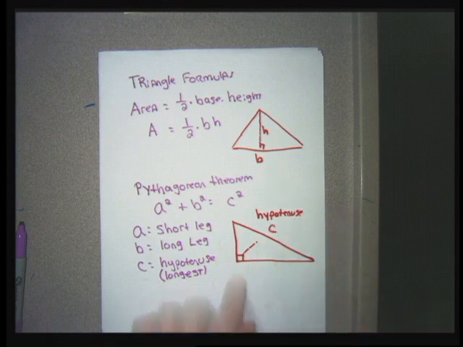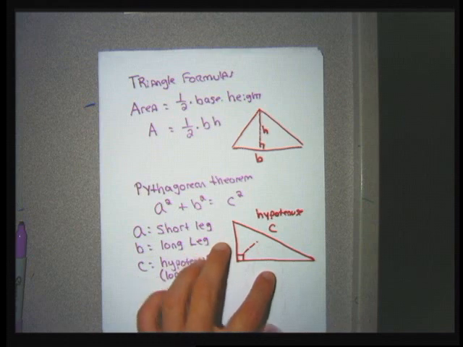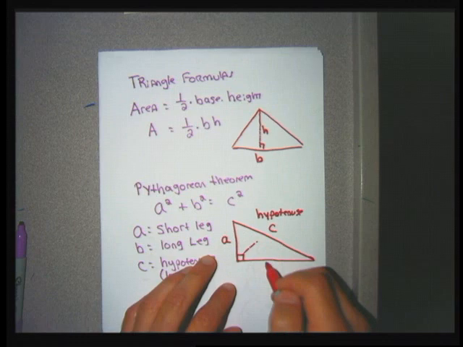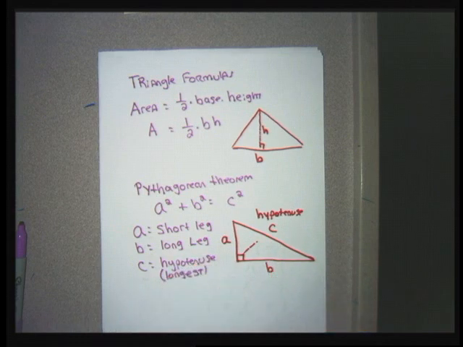I'm going to call it the C. And then the other 2 sides are called the legs. The shorter leg I'm going to give the letter A, and the longer leg I'm going to give the letter B. I draw my triangles this way, but you could make the longer leg the vertical one and the shorter leg the horizontal one. It's not going to matter. Our pictures don't need to be spot on accurate. They just need to be kind of okay.